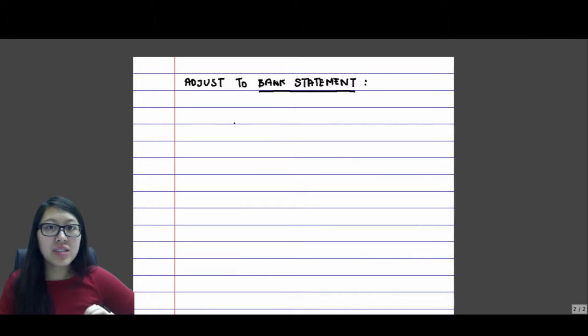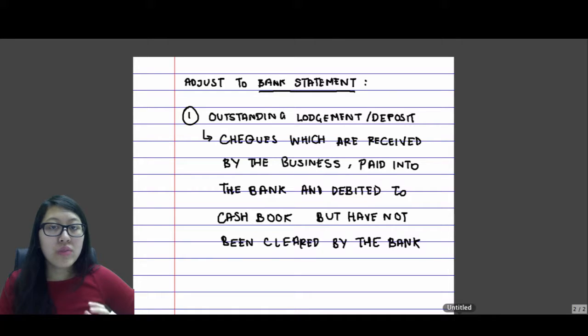Alright, now let's begin discussing the adjustments that should be made to the bank statement. Firstly, whenever there is an outstanding lodgement, or we also call it an outstanding deposit, we will need to adjust the bank statement for it. Now what exactly is an outstanding lodgement? It is when a check which has been received by the business, paid into the bank, and already adjusted for in the cash book. So as you can see, this is a transaction where we have received some sort of income and we need to deposit it into our bank.